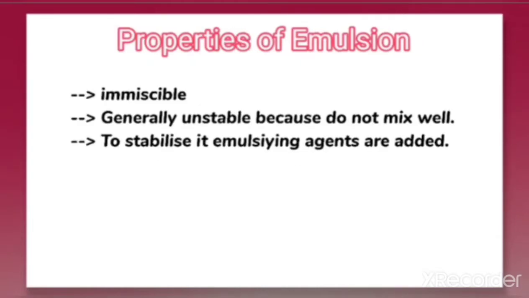Now the properties of emulsions. Because these liquids are immiscible or partially miscible, emulsions are generally unstable because they do not mix well and will not completely get mixed up. To stabilize them, emulsifying agents are added. So let us discuss what these emulsifying agents are.